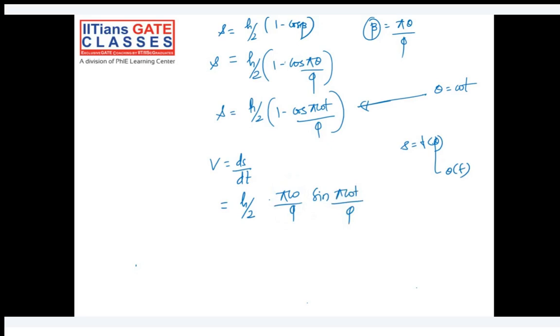When will we get the maximum value of the velocity? When sine of this angle is 1. Okay. So basically v max is h by 2 times pi omega by phi, which is your maximum value of the velocity. And you will achieve it when this angle is equal to 90 degrees. So this is your theta basically, at theta equal to phi by 2. That's all. Clear? Yeah. And this is about the velocity.